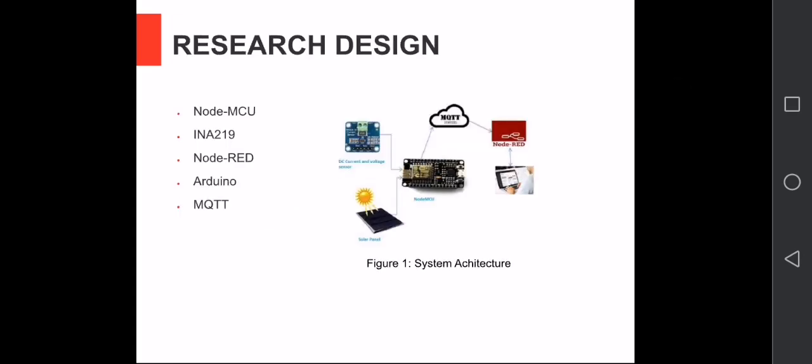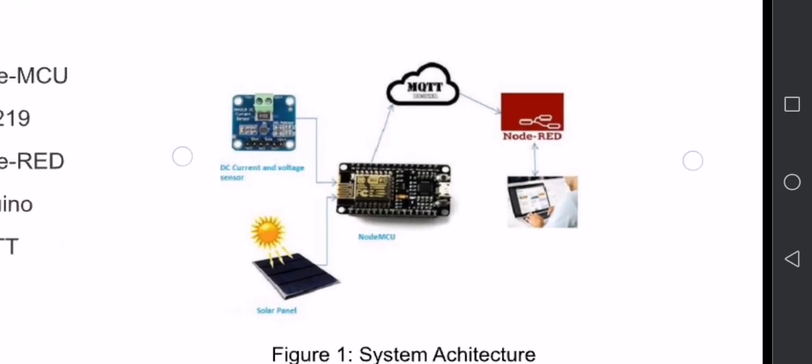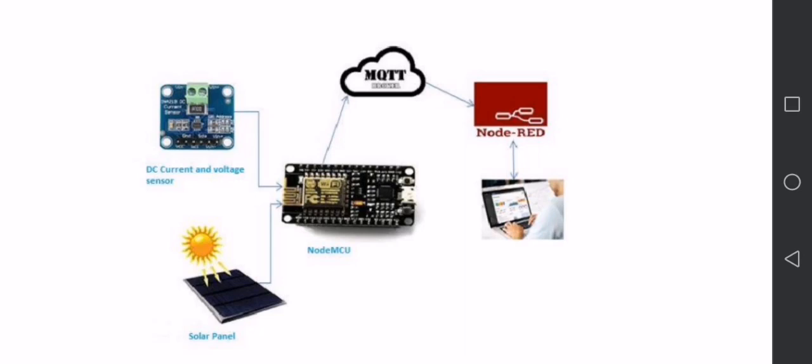So the research design of this paper includes five different components. As you can see, the system architecture, if I may zoom in for you, we have five different components in it. The first up is our Node MCU, the blue one in the center, as you can see. Node MCU is an open source firmware that is based on a Wi-Fi SoC. Its purpose is to produce an input-output subsystem that is used for IoT-based applications.